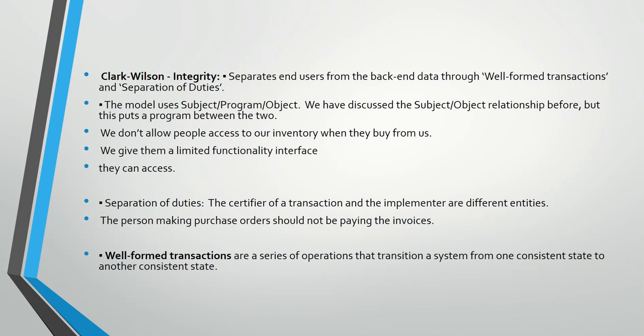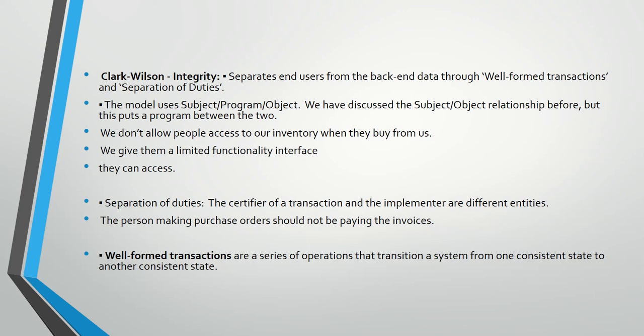We have the Clark-Wilson model. This maintains the integrity of the data. It separates the end user from the backend data through well-formed transactions and separation of duty. In this model, rules make sure that there is separation of duty. Consider that in the invoicing or the procurement department, no one person can do all the transactions. So the model uses subject, program, object. The program makes sure that the separation of duty remains and doesn't create any conflict of interest.